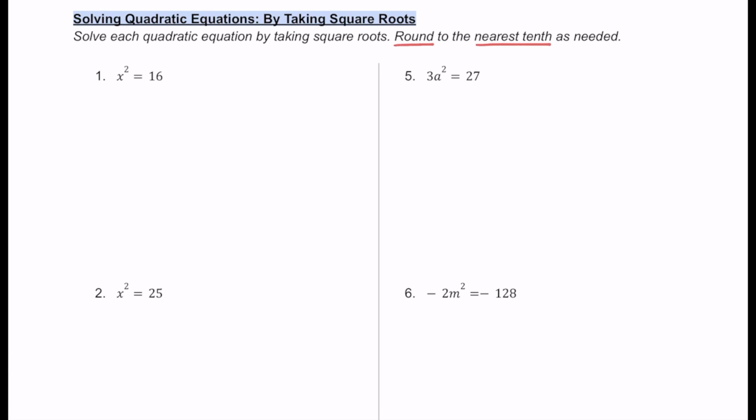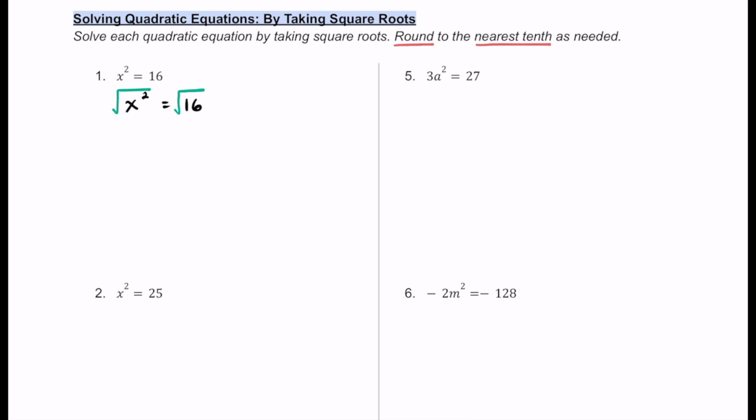Let's jump right into it. For number 1, we have the equation x squared is equal to 16. So I'm going to start off by just rewriting it, x squared is equal to 16. And to go ahead and solve this, we need to just isolate this x. So to get rid of that x squared, we're going to use the inverse and go ahead and take the square root. That's going to undo squaring something.